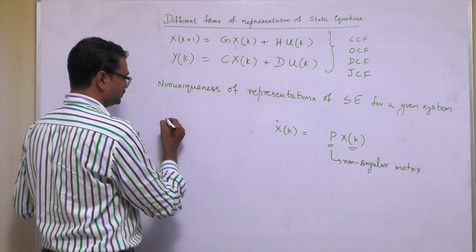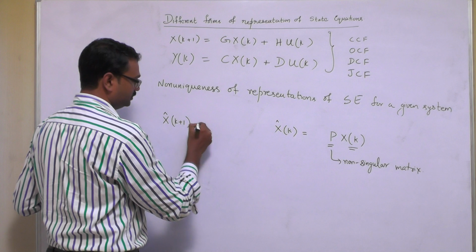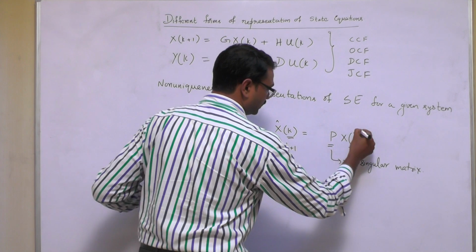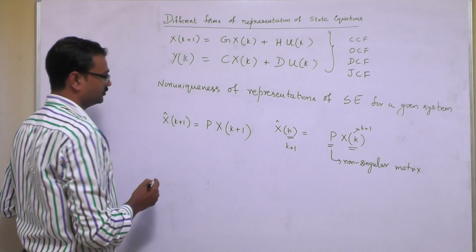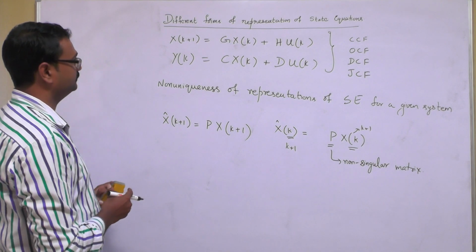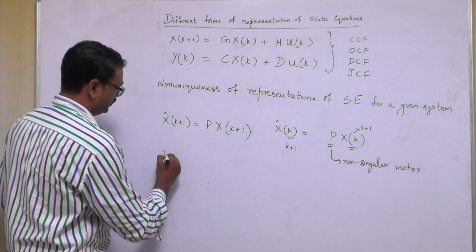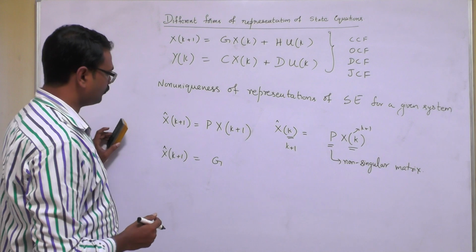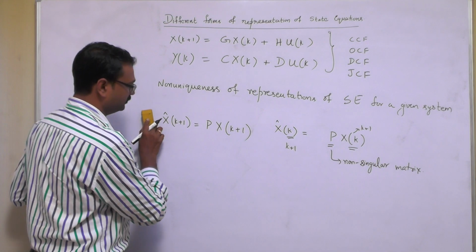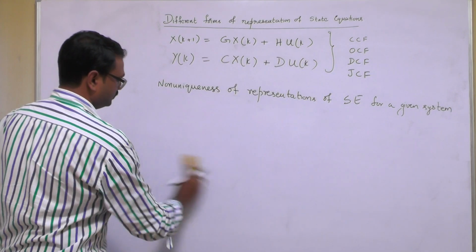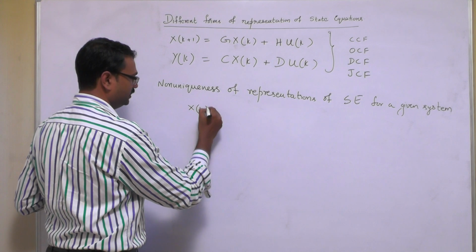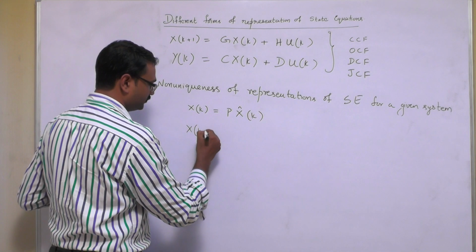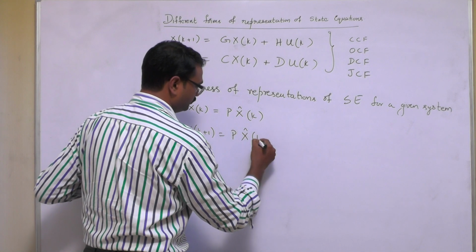Therefore, x cap of k plus 1 is equal to P into x of k plus 1. When I am replacing k with k plus 1, I will get this equation x cap of k plus 1 is equal to P into x of k plus 1. I have a small change in this. In fact, it is the other way around. X of k is equal to P into x cap of k. Therefore, you can have x of k plus 1 is equal to P into x cap of k plus 1.